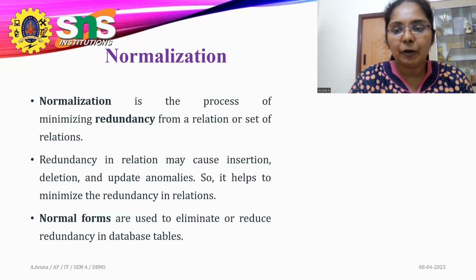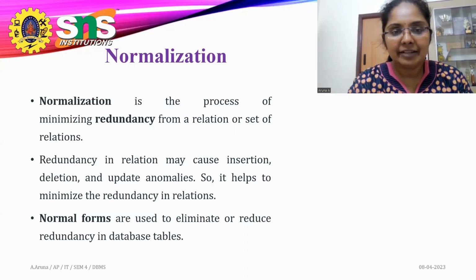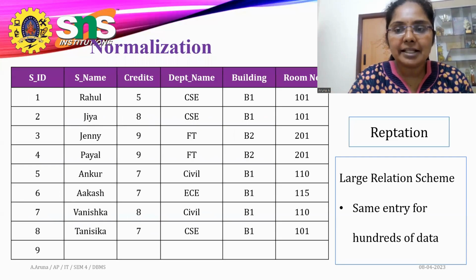In this slide, I'm going to explain normalization along with an example. We know that normalization is how we reduce redundant data. Here I'm giving a basic example, a student basic table, that is a basic relation. The relation contains 6 columns, that is 6 attributes: SID, that is student ID, student name, credits, department name, building, and room number.